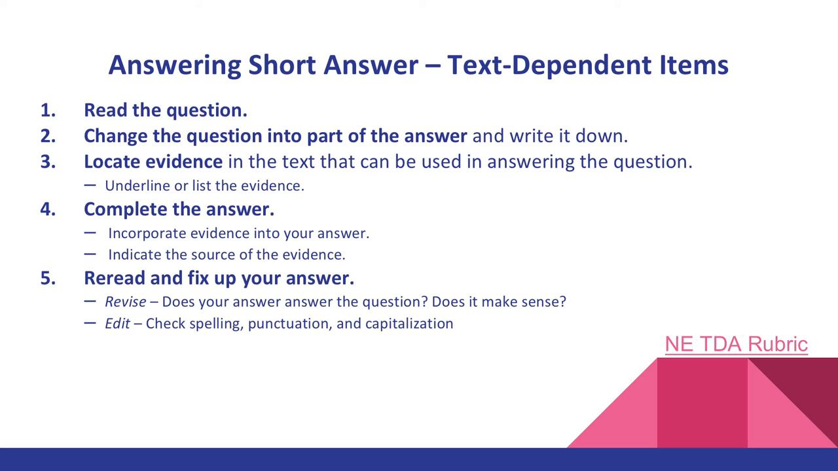So then, number three, they locate the evidence in the text that can be used in answering the question. Usually we ask the students to either underline or list the evidence that they're going to use and highlight that. And even in the NISA, it's available for students to highlight or underline evidence. Then number four, they complete the answer. And there's two steps to completing the answer. They have to incorporate the evidence into their answer, and they have to indicate the source of the evidence, or where did they find that.